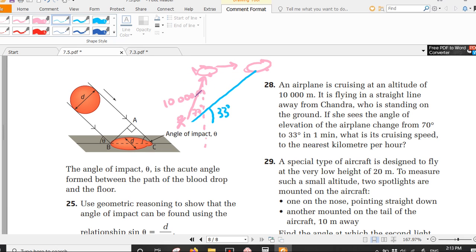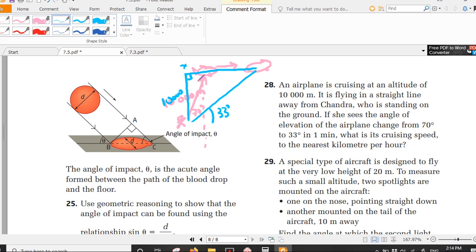So this is going to be tricky. There's 2 triangles. The first one is this triangle here, where you know that this is 33, which means this angle in here would be 90 minus 33. And you know that this distance is 10,000 meters, right? So if you know this is 10,000 meters, you know that this in here would be 57. Then you use SOHCAHTOA to find this length.